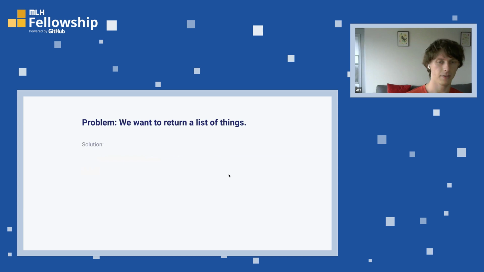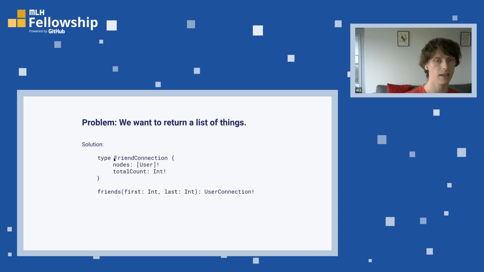Now here we have this friend connection that gets returned from my field here. And this includes our users, but also information about the collection. So here we would do friends, pass in the pagination information, it returns a connection, and then on the connection, we can fetch our nodes, which gives us the users, and we can fetch total count.